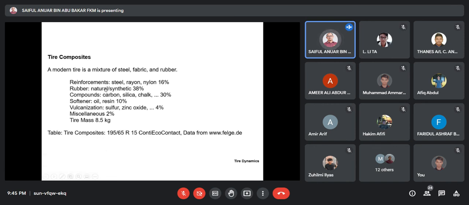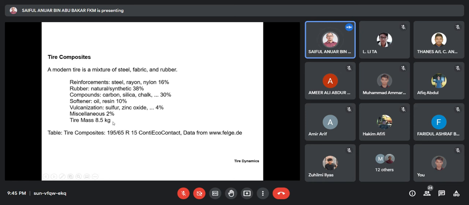Now this is the tire composite. It's actually made of steel, fabric, and rubber. This fabric can sometimes be a wool fabric, things like that. And the steel is the one that we lay in the tire, the one that is going to determine the construction of the tire, be it radial ply or cross ply.